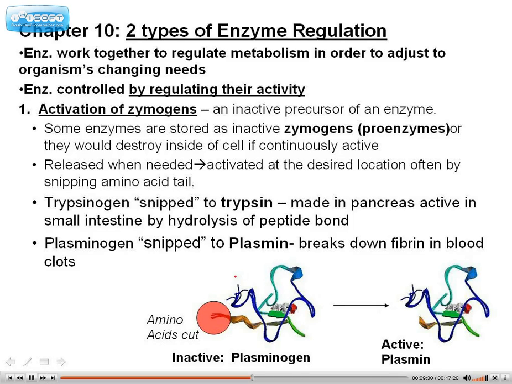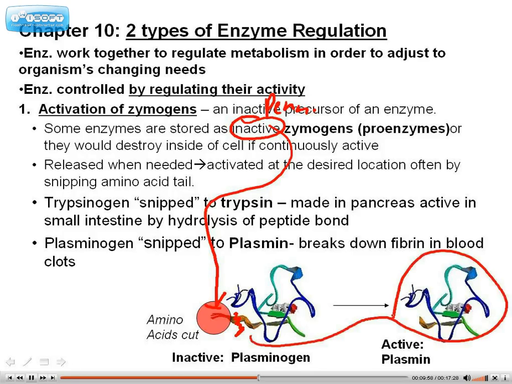Zymogens are an interesting type of enzyme because normally they're permanently inactive, unless you have another enzyme who basically snips the tail of the inactive zymogen enzyme. The minute you snip the tail, it automatically makes it active. So it goes from being permanently inactive, aka an apoenzyme, to permanently active, a holoenzyme.